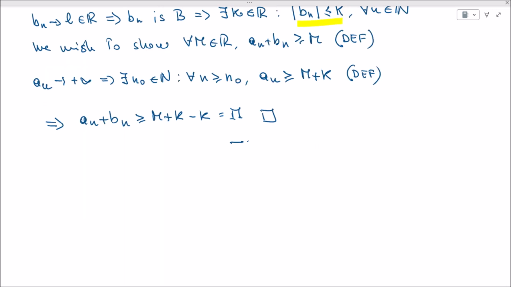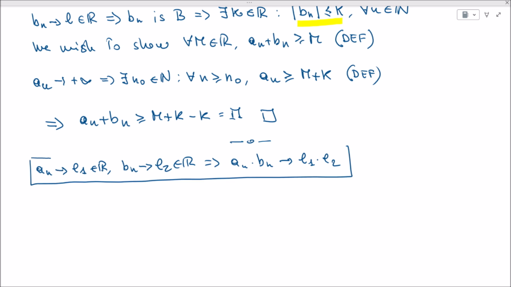Let's prove another statement, another proposition of another algebraic theorem. Let's assume now that an converges to L1, a real number, and bn converges to L2, another real number. And then we want to prove that an times bn will converge to L1 times L2. So this is what we would like to prove.